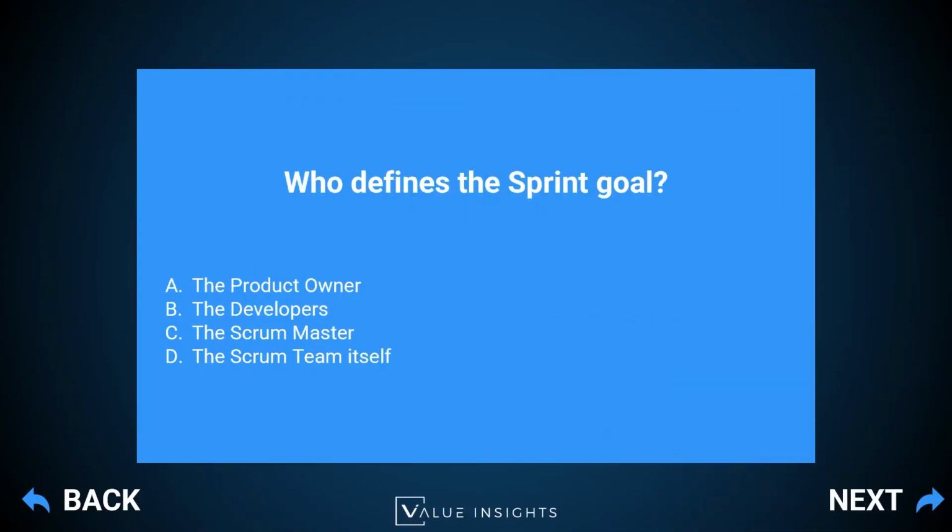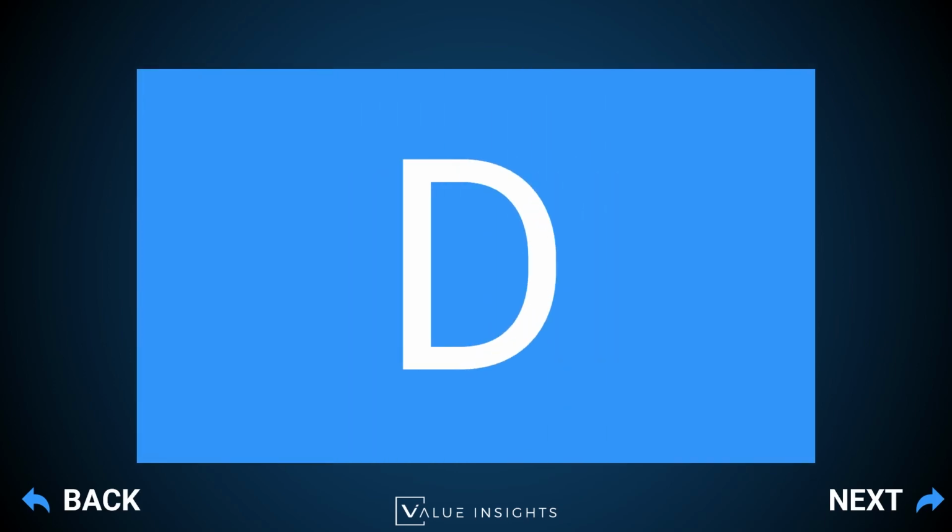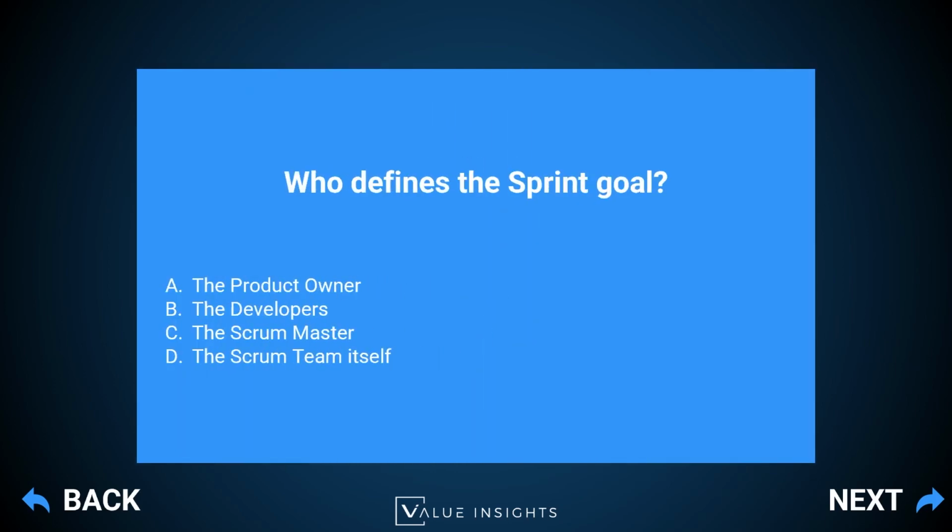Next question. Who defines the sprint goal? A, the product owner, B, the developers, C, the Scrum Master, or D, the Scrum team itself. And our answer here is D. That may surprise some people, because often we say, okay, the sprint goal is defined by the product owner.